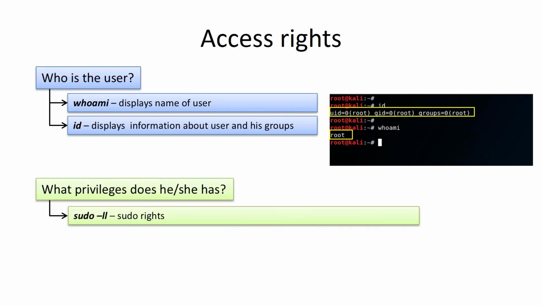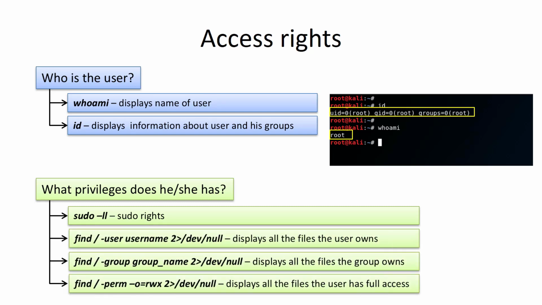sudo -l command will give you information about the commands which user can execute on behalf of other users. Normally this command requires the knowledge of user's password, but for some users password authentication can be disabled. It is also helpful to know which files the user owns and which files are granted with a full access. Probably they can contain useful information, or they can be executable scripts which you can modify.